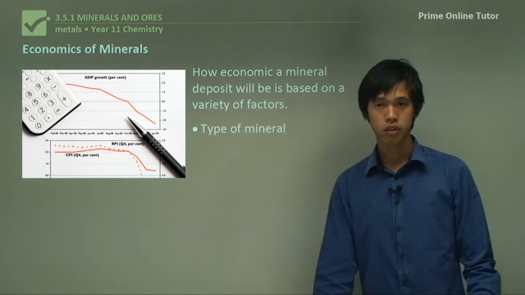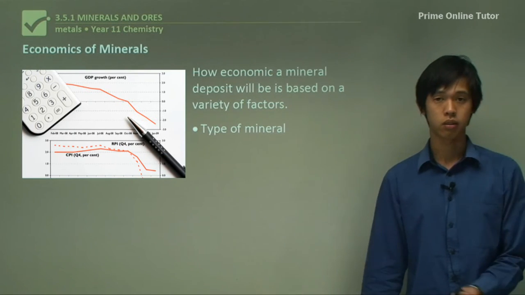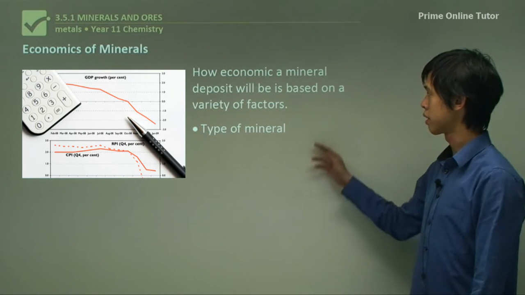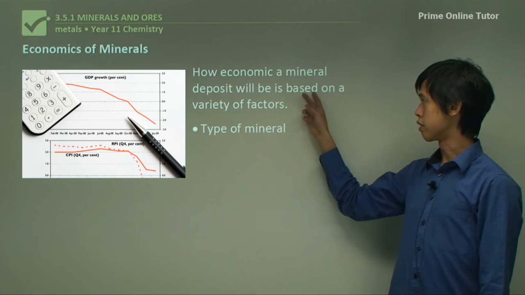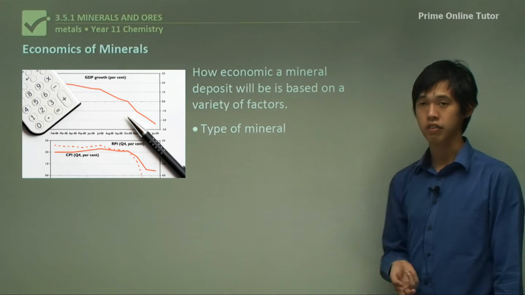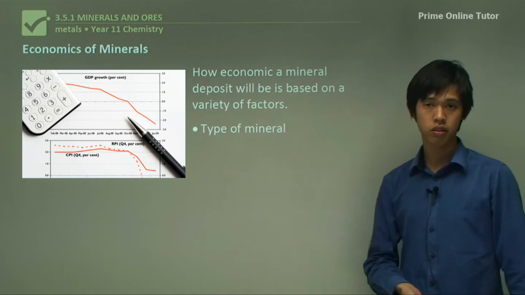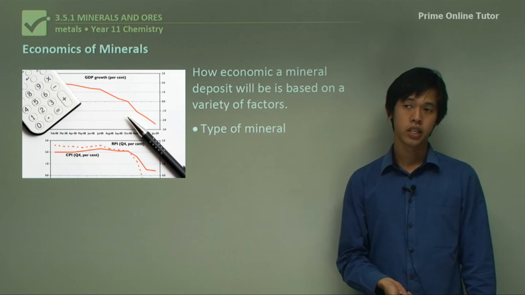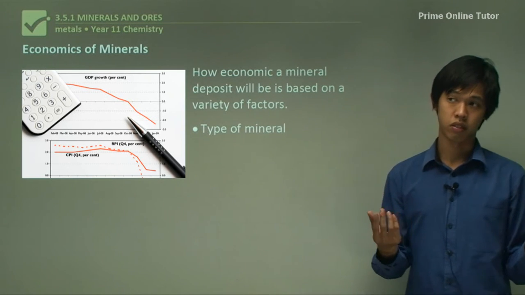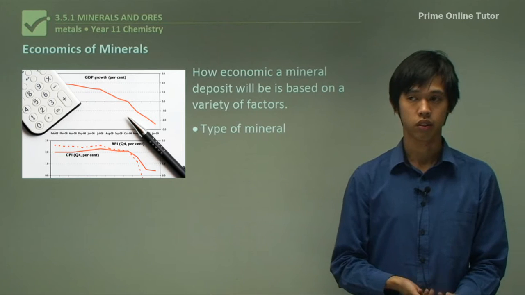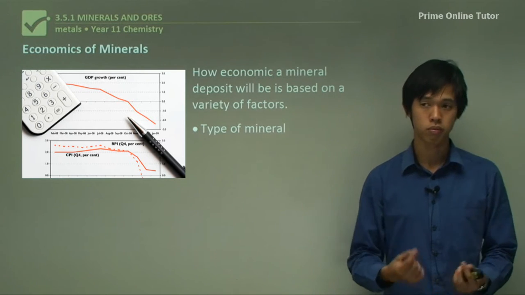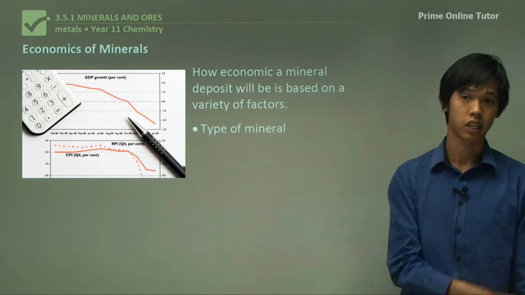So, the economics of minerals. Hopefully there are some economics students watching as well, because this should be very familiar to you. How economic a mineral deposit will be is based on a variety of factors. The first one is the type of mineral. That makes sense, because if, for instance, I had some kind of silver mineral, I know silver occurs mostly in its natural form, its actual silver form, but let's just say it doesn't.